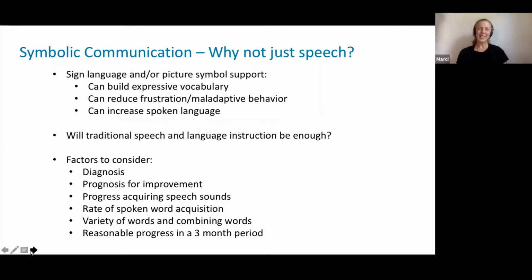Factors to consider include, what is their diagnosis? What is their prognosis for improvement? How have they been acquiring their speech sounds? What's the frequency? What's the speed of acquisition for the speech sounds, but also for spoken word acquisition? How are they taking those words and combining them? And then finally, I always think and ask families to reflect, what has the progress been like in the past 3 months?